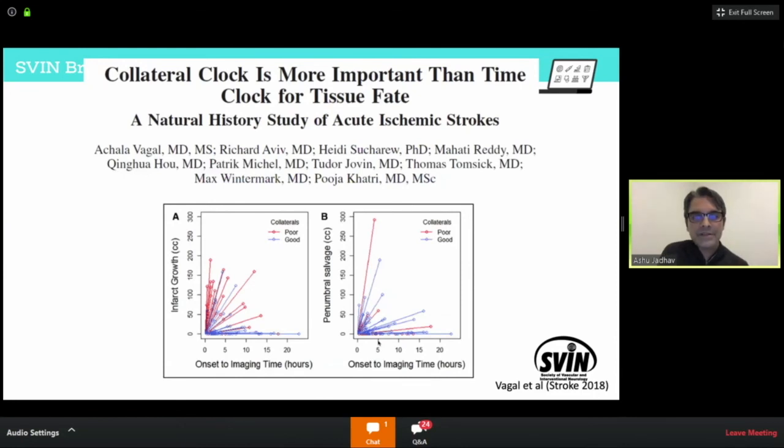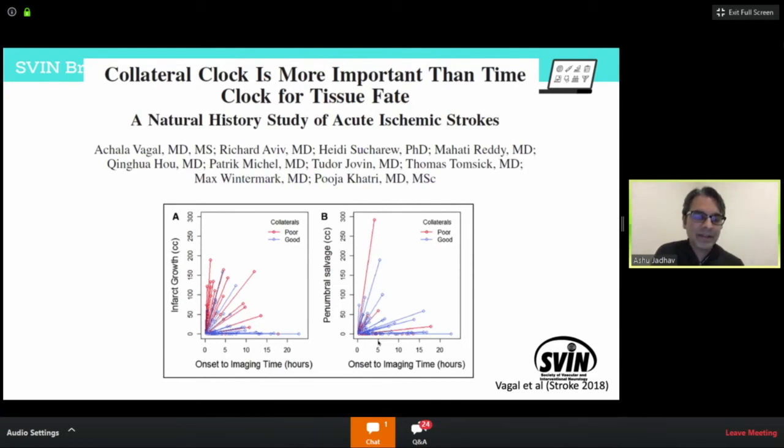This is a paper from Cincinnati looking at the same concept, that perhaps the time clock is important, but not as important as this tissue clock or collateral clock. So panel A is really what I'd like to highlight, which is that there are patients that come in with different infarct growth, displayed similar to what you saw in DIFFUSE 2. You can see the patients with poor collaterals tend to have fast infarct growth rates. So these are fast progressors. And then you've got the patients with good collaterals who have a very slow infarct growth rate. And this again highlights the importance of collaterals.